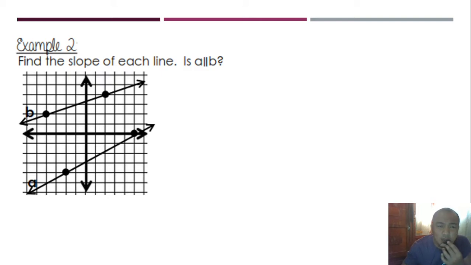Another one. Example number 2. Find the slope of each line. Is A parallel to B? You can know the answer by solving their slopes. For line A, we have, again, the solution was done in reverse. 1, 2, 3, 4. 1, 2, 3, 4, 5, 6, 7. 4/8, still 1/2.